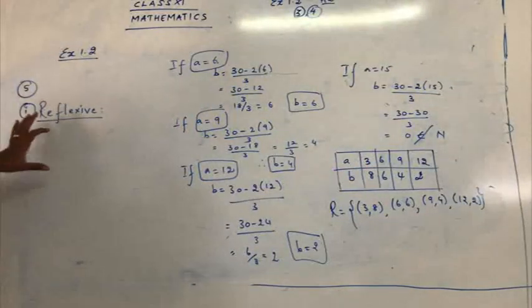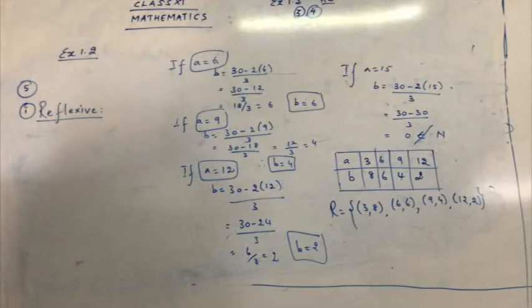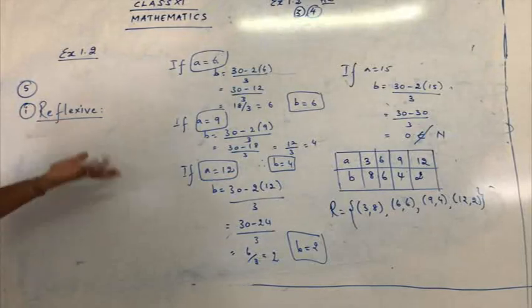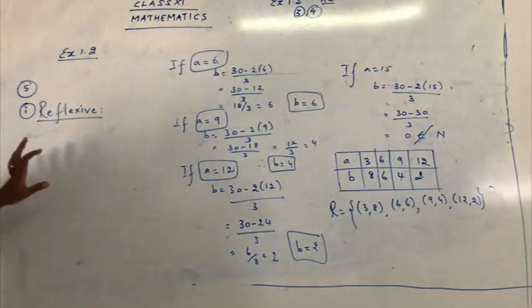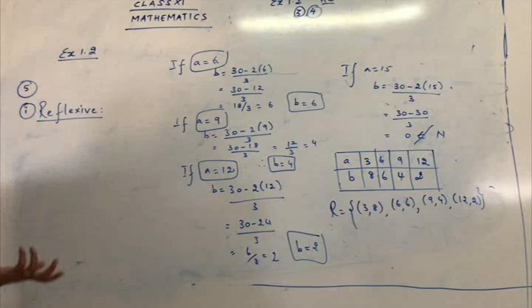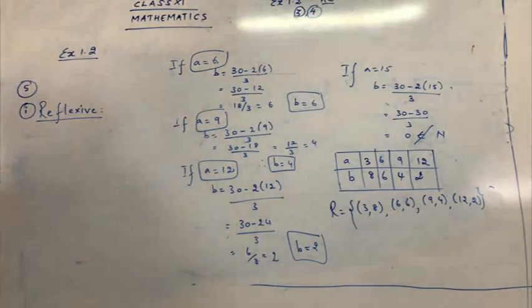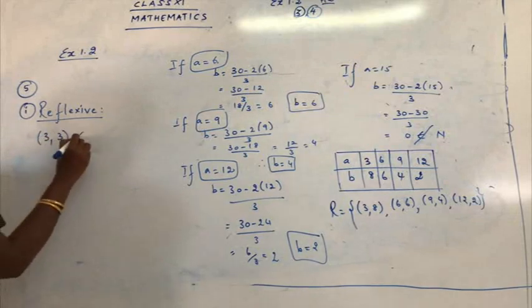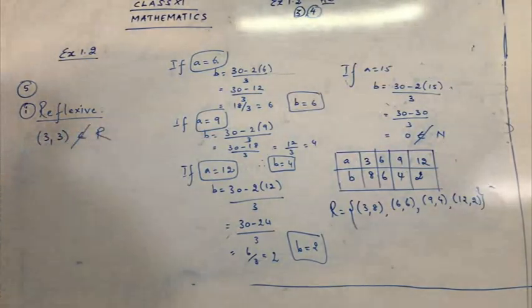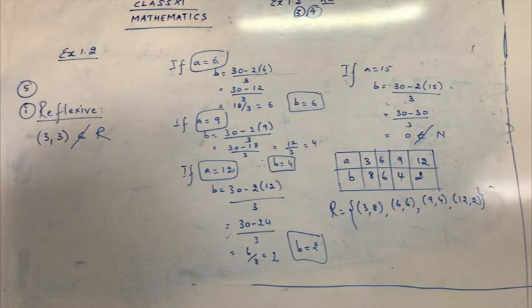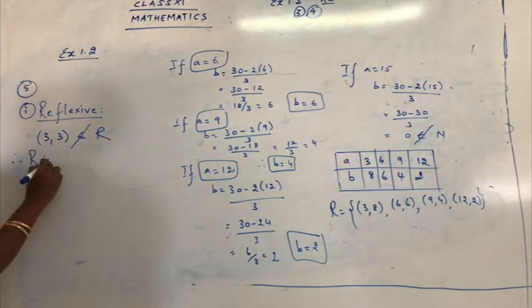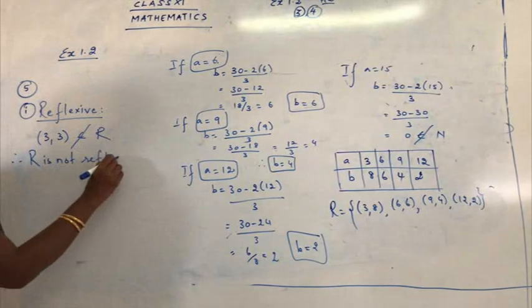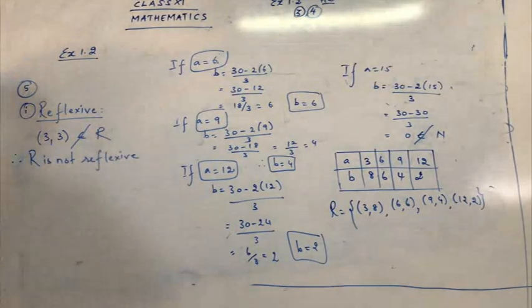We are not going to mention all the details over here. We're just going to show one reason. For reflexive, you have to show many details. But when you're just showing that it is not reflexive, not symmetric, not transitive, any one condition is enough. So which pair is not present here? 3, 3 is not present. So you say 3, 3 does not belong to the relation, so 3, 3 is not present in R. Therefore, R is not reflexive. The first part under checking is done.